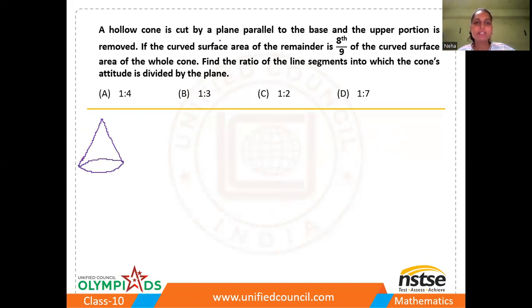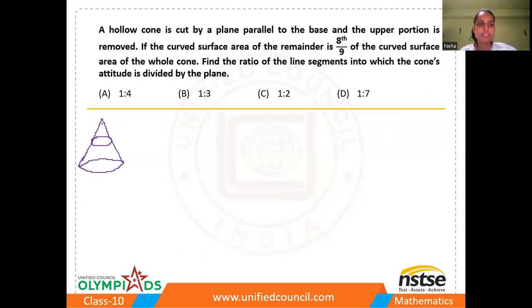Now a hollow cone is cut by a plane parallel to the base and the upper portion is removed. So here we have to cut it like this, that means the upper portion and the lower portion. There should be two portions. If the curved surface area of the remainder is 8 by 9 of the curved surface area of the whole, then find the ratio of the line segments into which the whole altitude is divided by the plane.